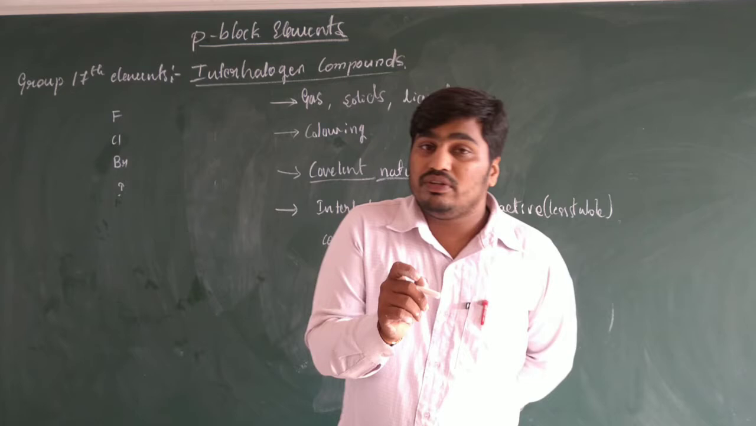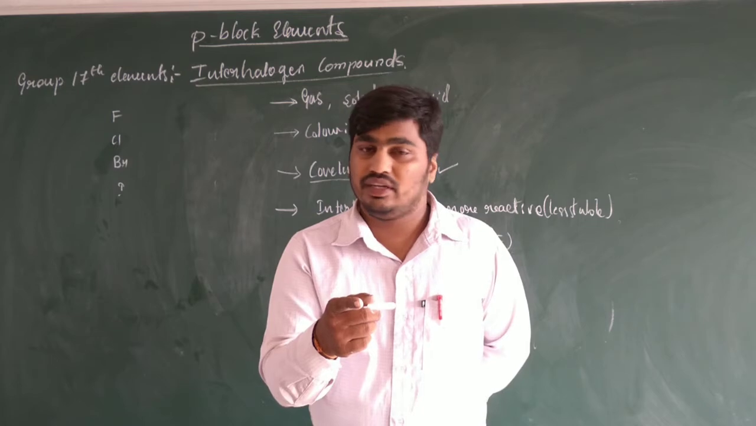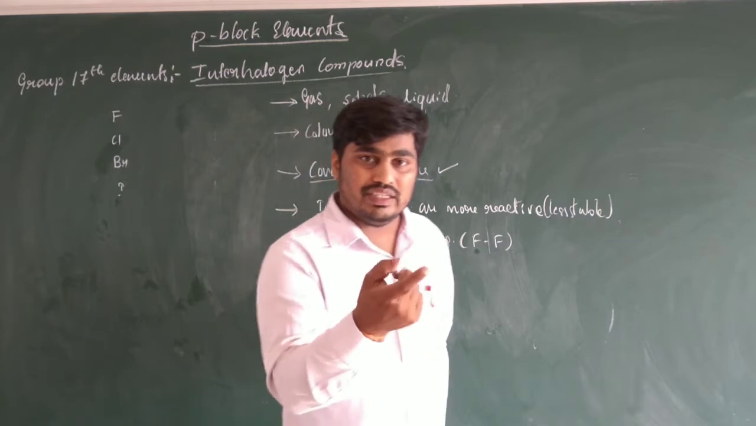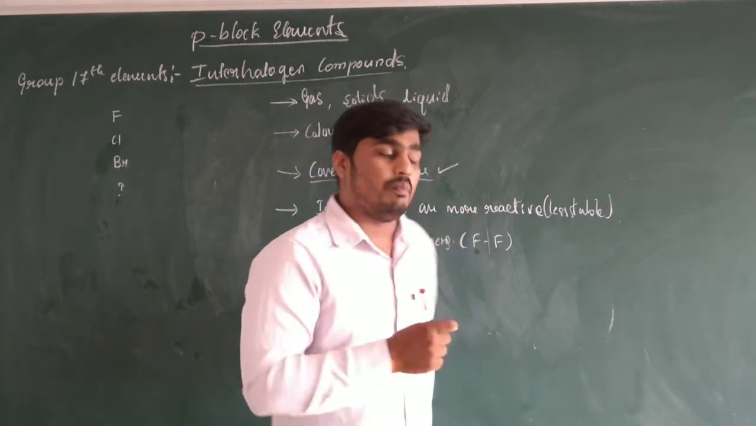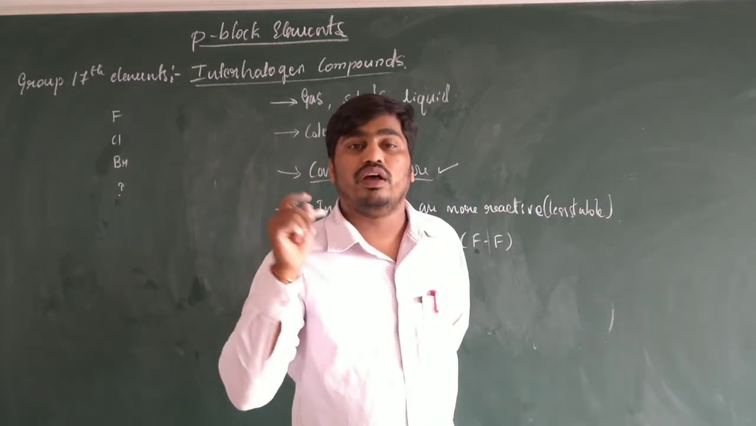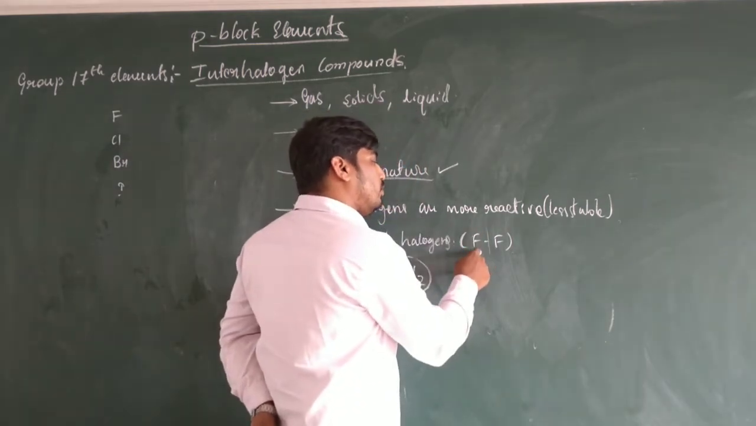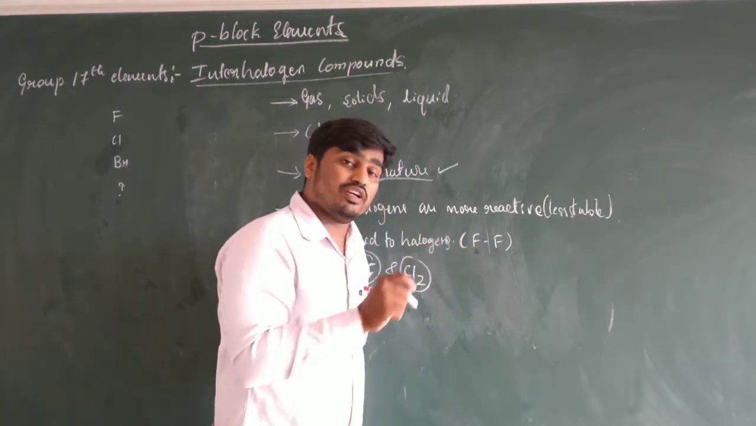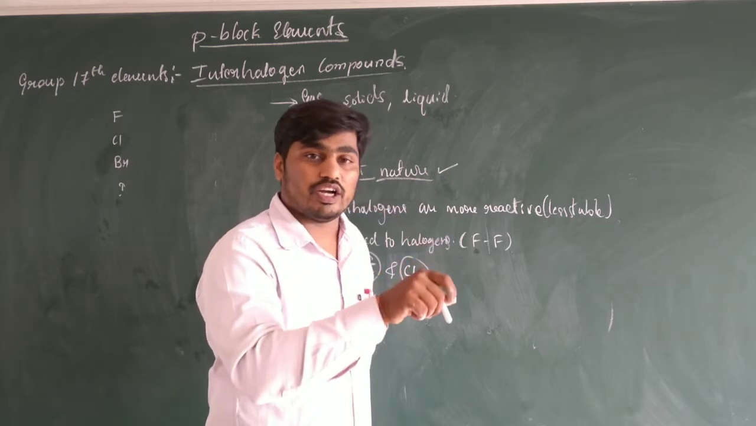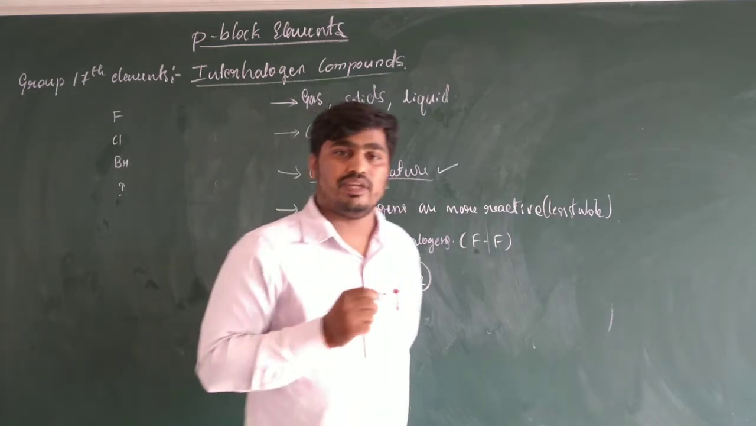Because of that, the repulsive force decreases the bond strength and helps to separate the atoms. So these two electrons help to separate the atoms. That means bond dissociation enthalpy is less, and less bond dissociation enthalpy means more reactive, less stable. Fluorine is more reactive than interhalogen compounds, and interhalogen compounds are more reactive than other halogens except fluorine. So this concept is very important.